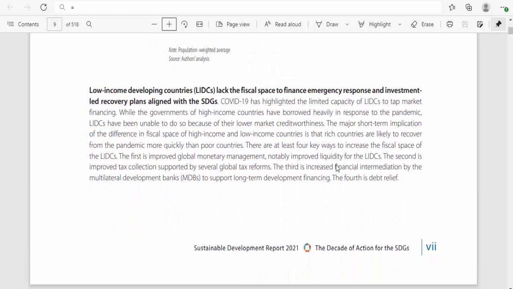Okay, so they talk about the low income developing countries lacking the fiscal space to finance emergency response and investment-led recovery plans. Very true. I don't even need to read all of this. The low income developing countries don't even have the money for something as big as this. And that is why you find that the rich nations will go back to the vaccine. The rich nations are actually now donating some of the COVID vaccines that they have to the poorer nations.